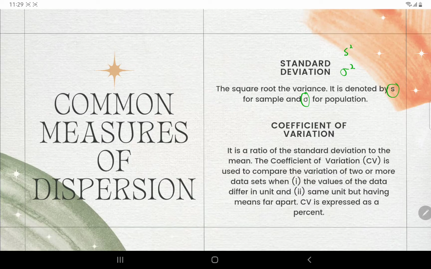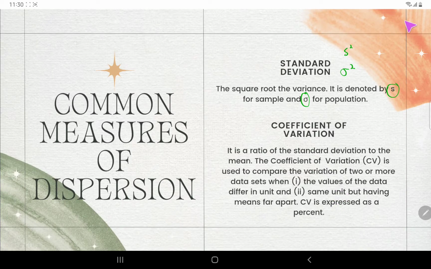Next is the coefficient of variation. It is the ratio of the standard deviation to the mean. We call it CV. CV is used to compare the variation of two or more data sets when the values of the data differ in unit, or when the data sets have the same unit but have means far apart. CV is expressed as a percent, so make sure you give your answer for CV in percent form.